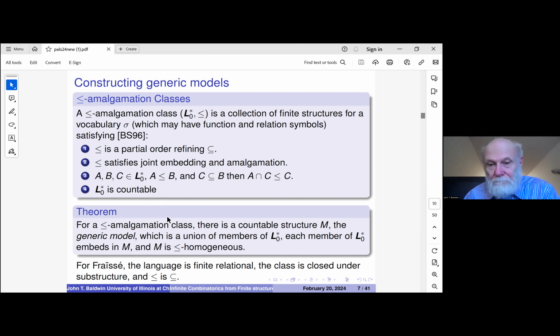Then if you can do that, you can build a homogeneous model, or a generic model, which is the union of an increasing chain of these finite models. Every finite structure embeds in it, and it's less than or equal to homogeneous. That means if you have two finite sets which are both strong and are isomorphic, then that isomorphism extends to an automorphism of the generic model. The base case of this is the Fraïssé construction that Peter talked about last week, where the language is a finite relational structure, the class is closed under substructure, and less than or equal to is containment. All of these I'm going to generalize in various ways and more.